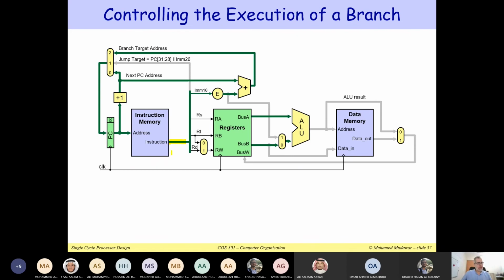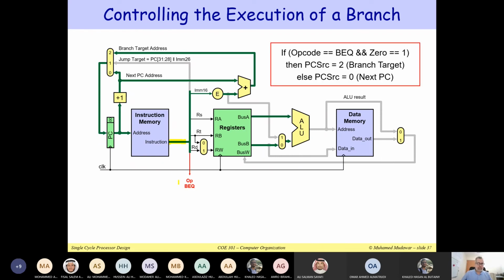There are unique opcodes. So branch if equal, branch not equal, these have unique opcodes. So suppose that the opcode here says branch if equal. We have a different opcode for branch not equal. But let us focus on one of them. So suppose you fetch an instruction and this instruction turns out to be branch if equal. What you have to do is read two registers, RS and RT, from the register file. So their values will be available on bus A and bus B.